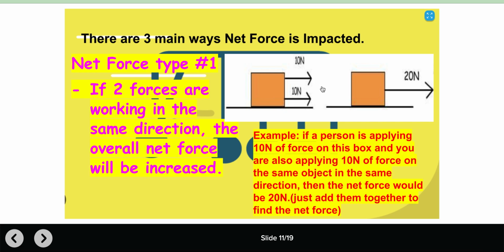So when we see this happening, all we do, you ready for this? You add them together. That's it. Whenever you have two forces going in the same direction, being applied to an object, you simply add them together, and that tells you the total amount of force, or the net force, for that object.